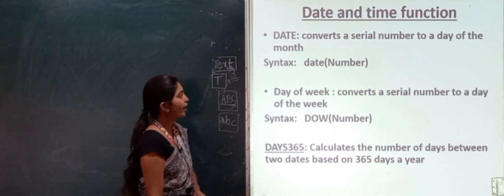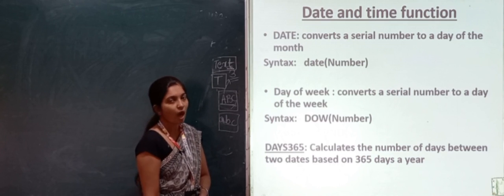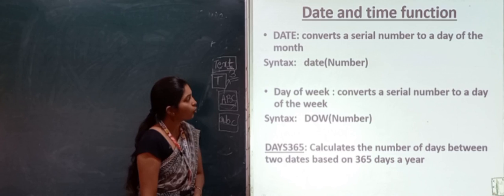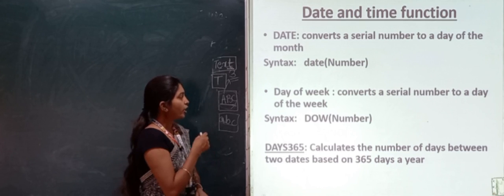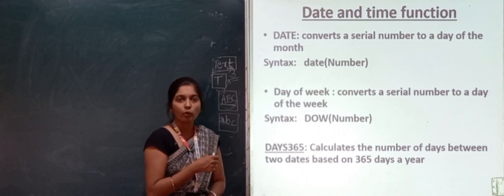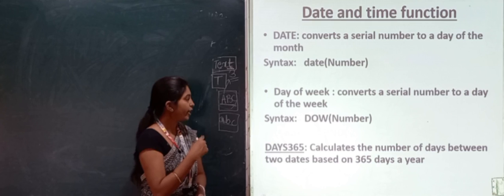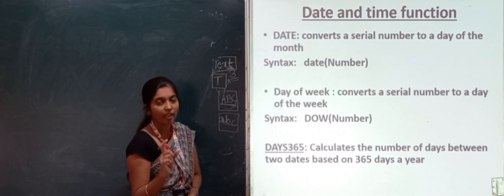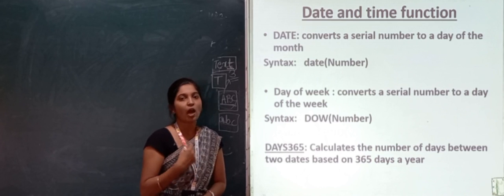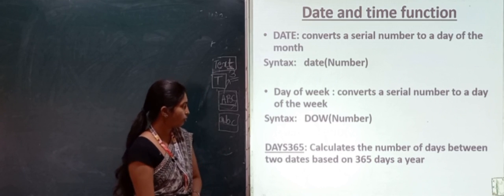Next one is day of a week. What it does is it converts a serial number to a day of the week. So day of the week, DOW, that is day of week in brackets, number. It converts a serial number to the day of the week.